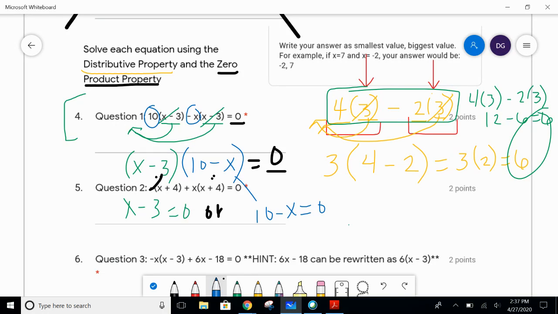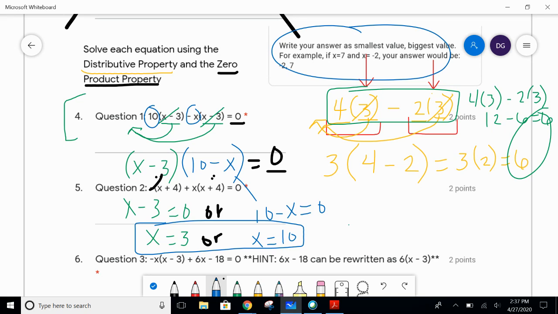If we solve for x over here, x is equal to 3, or over here, x is equal to 10. So that would be our first answer. And again, I want you to just leave them as two numbers, small number, comma, big number. So here our answer would be 3, comma, 10. That's what you would plug into the Google form.